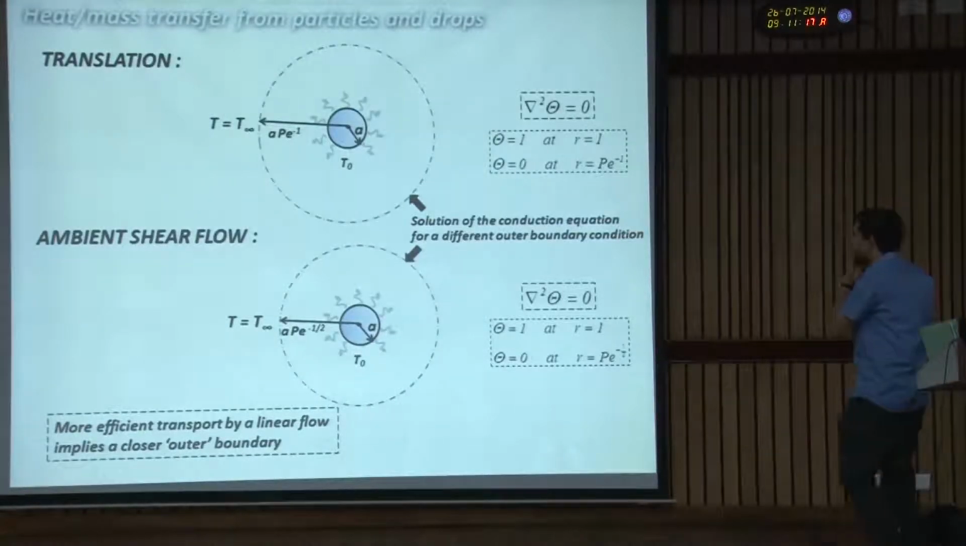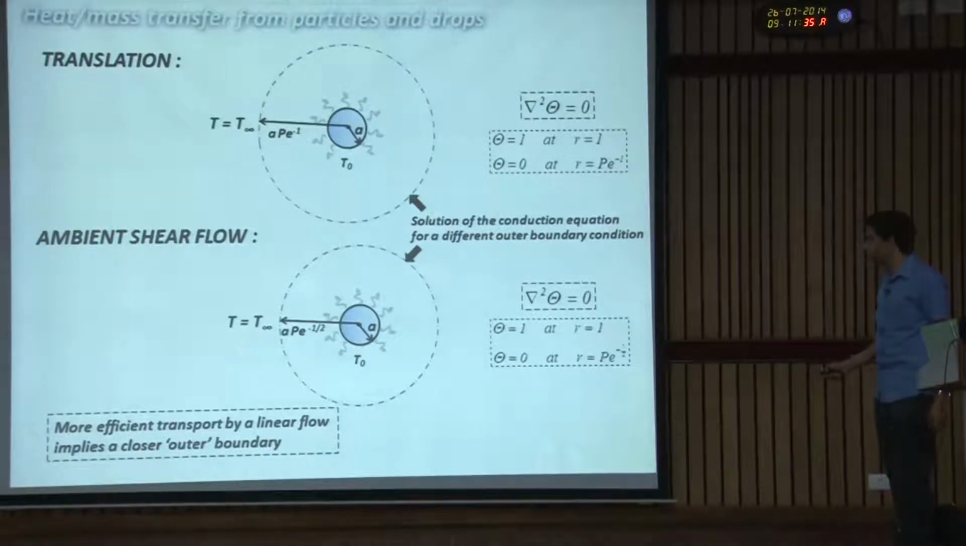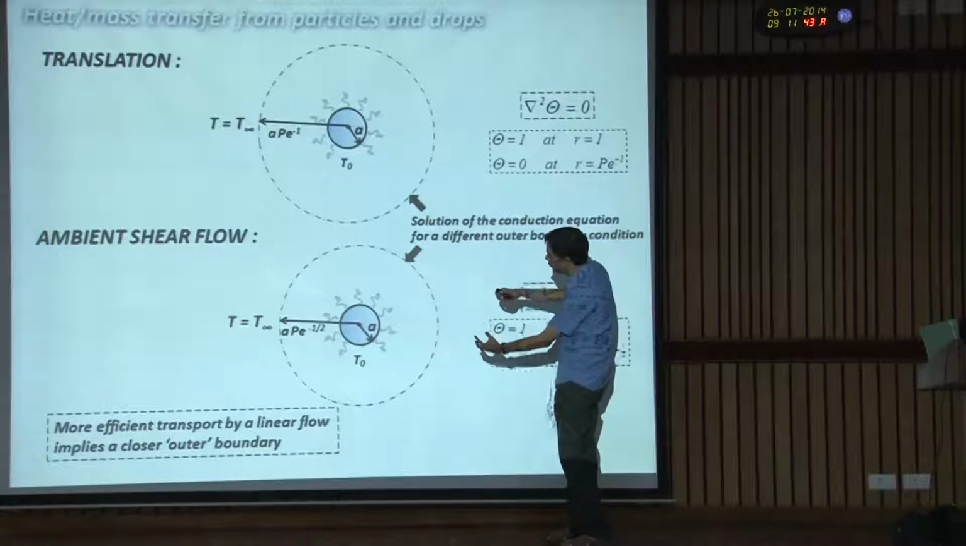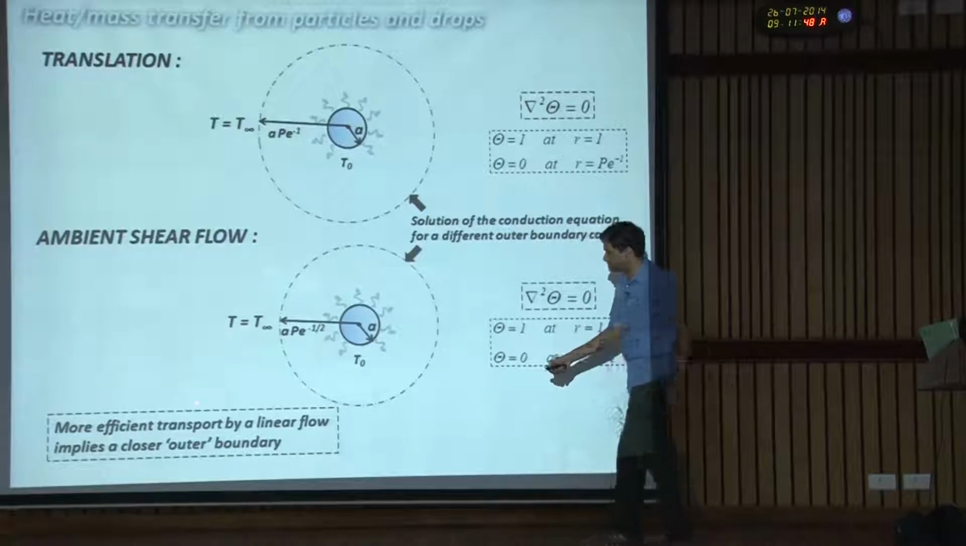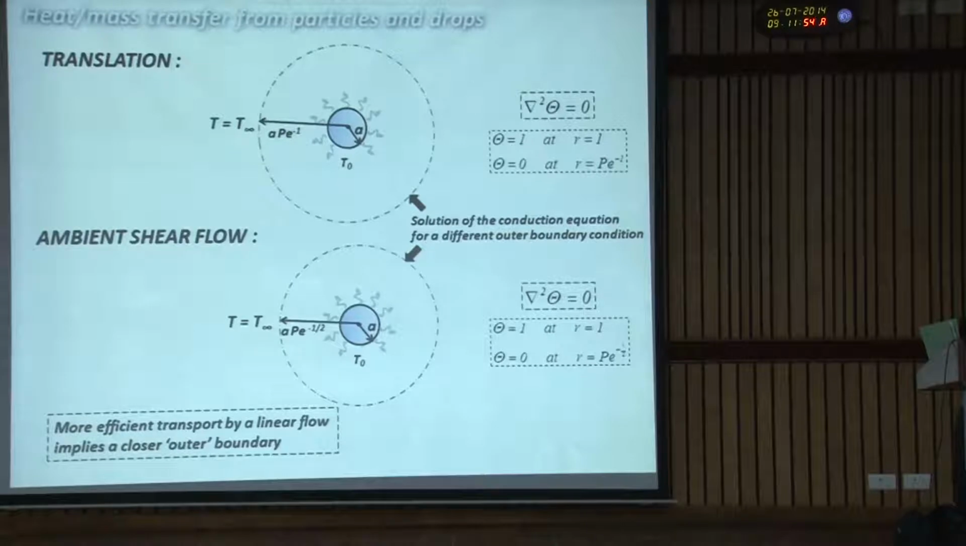Right. And you could also argue, simplistically speaking, that what the convection does is it takes that ambient boundary condition, and instead of that being at infinity, you can imagine it being exactly imposed, loosely speaking, on a sphere of radius a Peclet inverse here and a square root of Peclet inverse here. So the ambient temperature is imposed on a large sphere, and that sphere just became smaller for the ambient shear flow, which is why the gradient is larger, and therefore the transport is slightly more efficient for this case. Okay? Right.